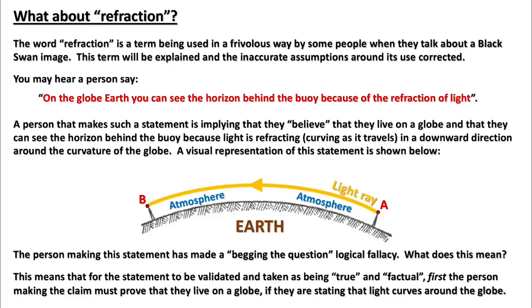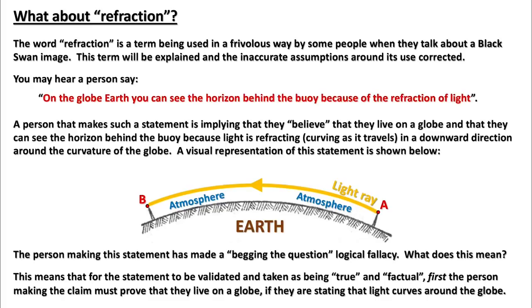You may hear a person say, on the globe Earth, you can see the horizon behind the buoy because of the refraction of light. A person that makes such a statement is implying that they believe that they live on a globe and that they can see the horizon behind the buoy because light is refracting, curving as it travels, in a downward direction around the curvature of the globe. A visual representation of this statement is shown below.